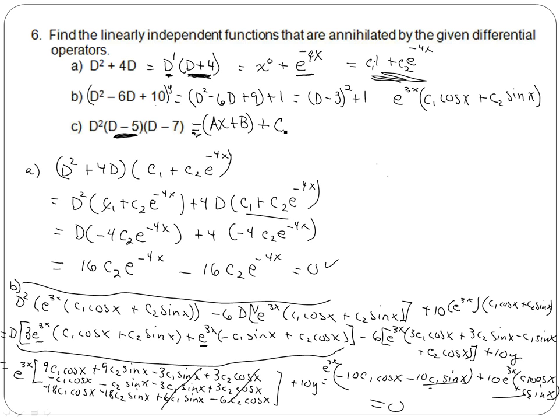Okay, so I'm going to let my coefficient be c, and a d plus 5 will annihilate e to the 5x. D minus 7 will annihilate e to the 7x. And so here a, b, c, and d are coefficients, and these differential operators should annihilate anything in this form.